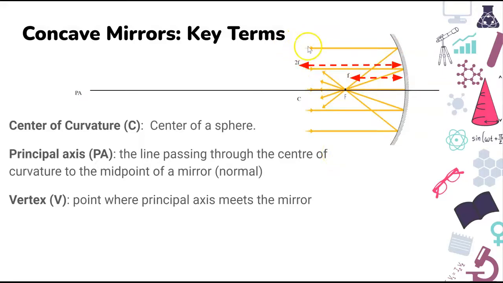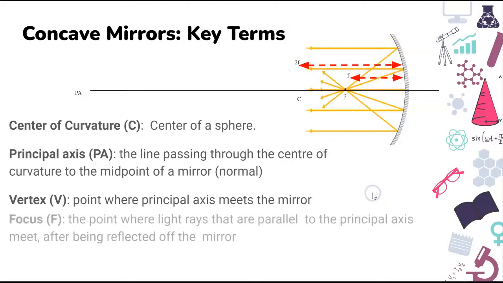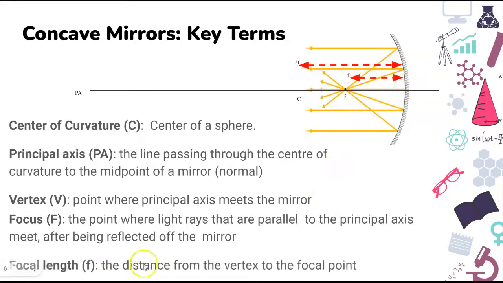So if I have a whole bunch of light rays coming in parallel, you'll notice they all bounce back to this one point. And that point is what's called the focus. All right, so that's the point where the light rays that are parallel to the principal axis meet after they've been reflected off the mirror. So light rays come in, they bounce back, they go through the focus. So this one comes in, bounces back through the focus. This one comes in, bounces back through the focus. They all will cross paths there. All right, that distance from the vertex to the focus is what's called the focal length.